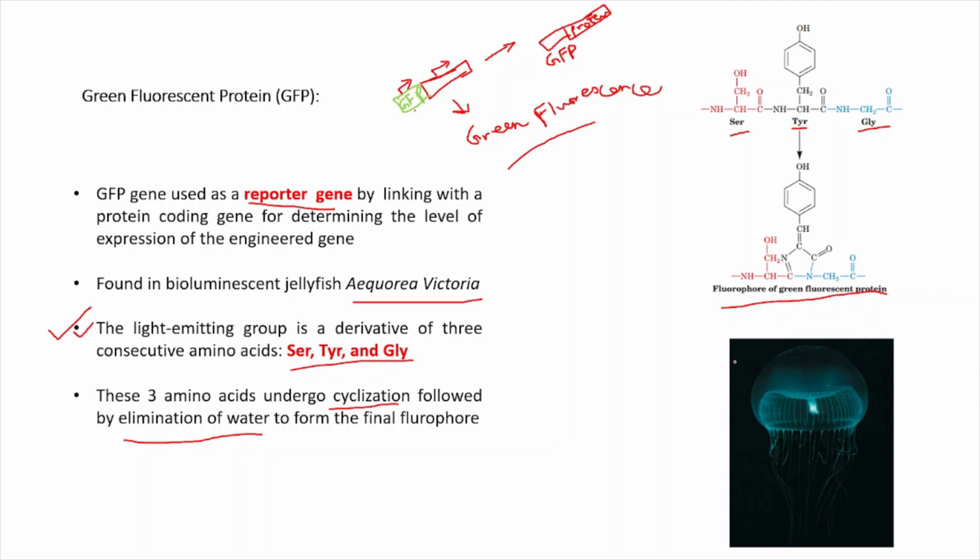Here you can see how the jellyfish Aequorea victoria looks under UV light, because it has the green fluorescent protein inside. When you illuminate that jellyfish under UV light, it glows and gives a green color.